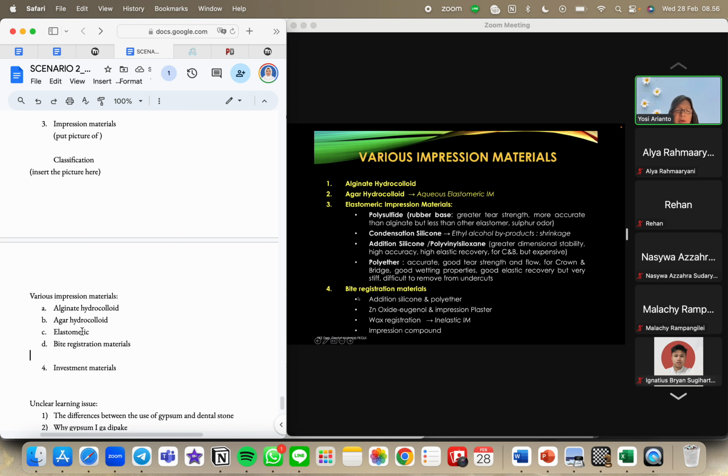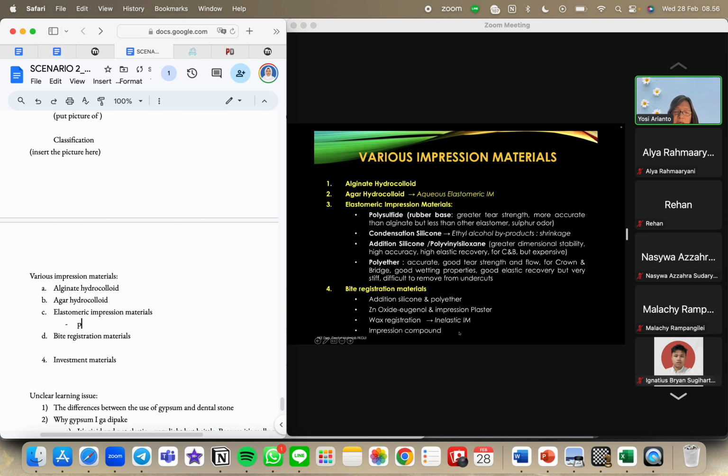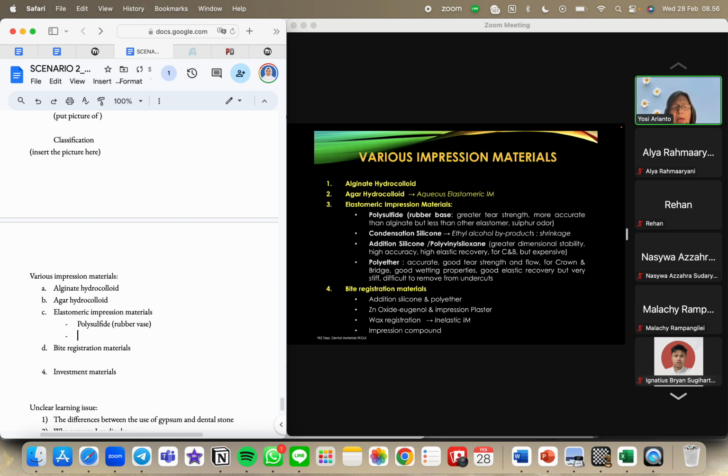Okay, and then we have the bite registration materials. It uses addition silicone or polyether, zinc oxide eugenol, wax registration, and impression compound. It's only for the bite registration, the relationship between the occlusion of your upper jaw and lower jaw, the bite occlusion of the lower teeth and the upper teeth. Okay.